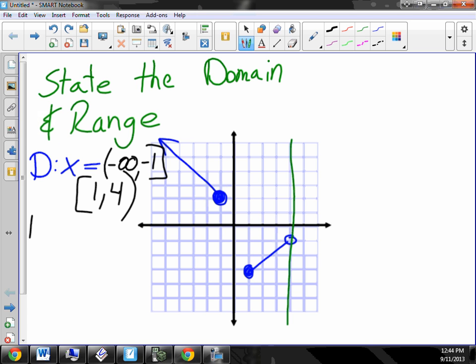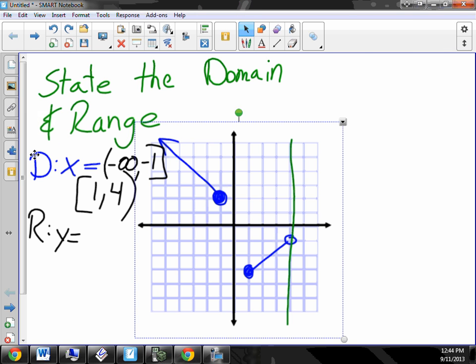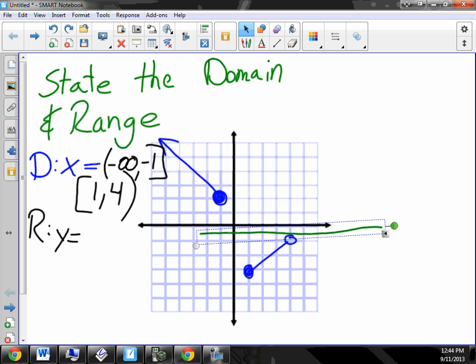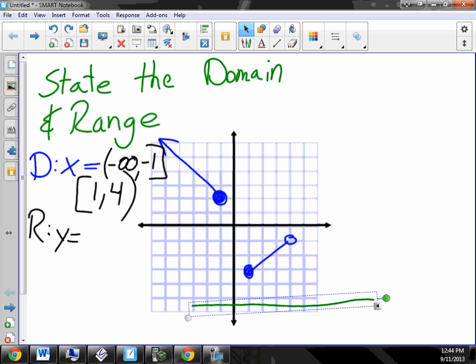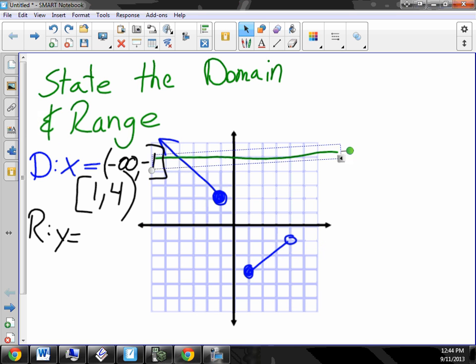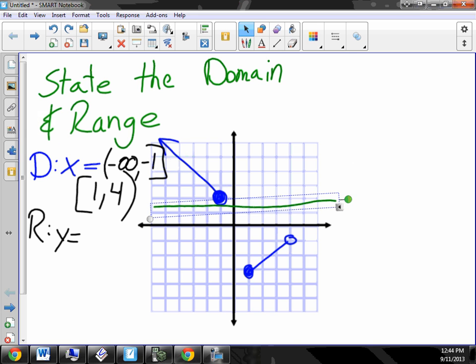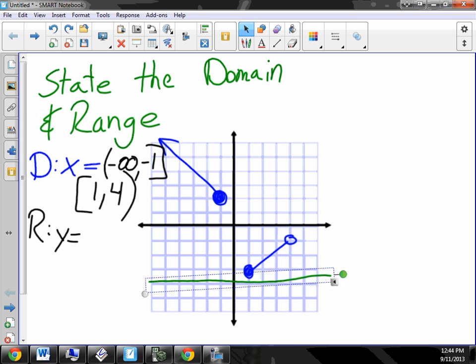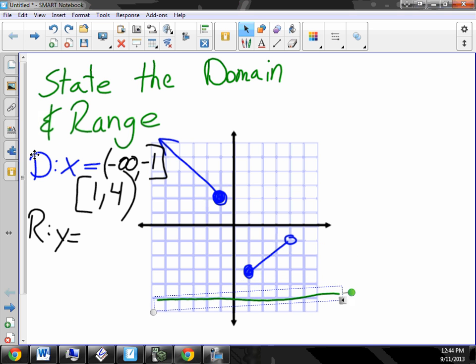For the range, we're looking for the y values. So if I take my vertical line and I turn it into a horizontal line, now I run up and down the y-axis. Are there any y values that do not touch the graph? Yeah, there are a lot of them. There are a whole bunch right here in the middle, and then at the bottom there are a whole bunch more. So if we look at this lower piece, what is the lowest y value in that part of the graph?